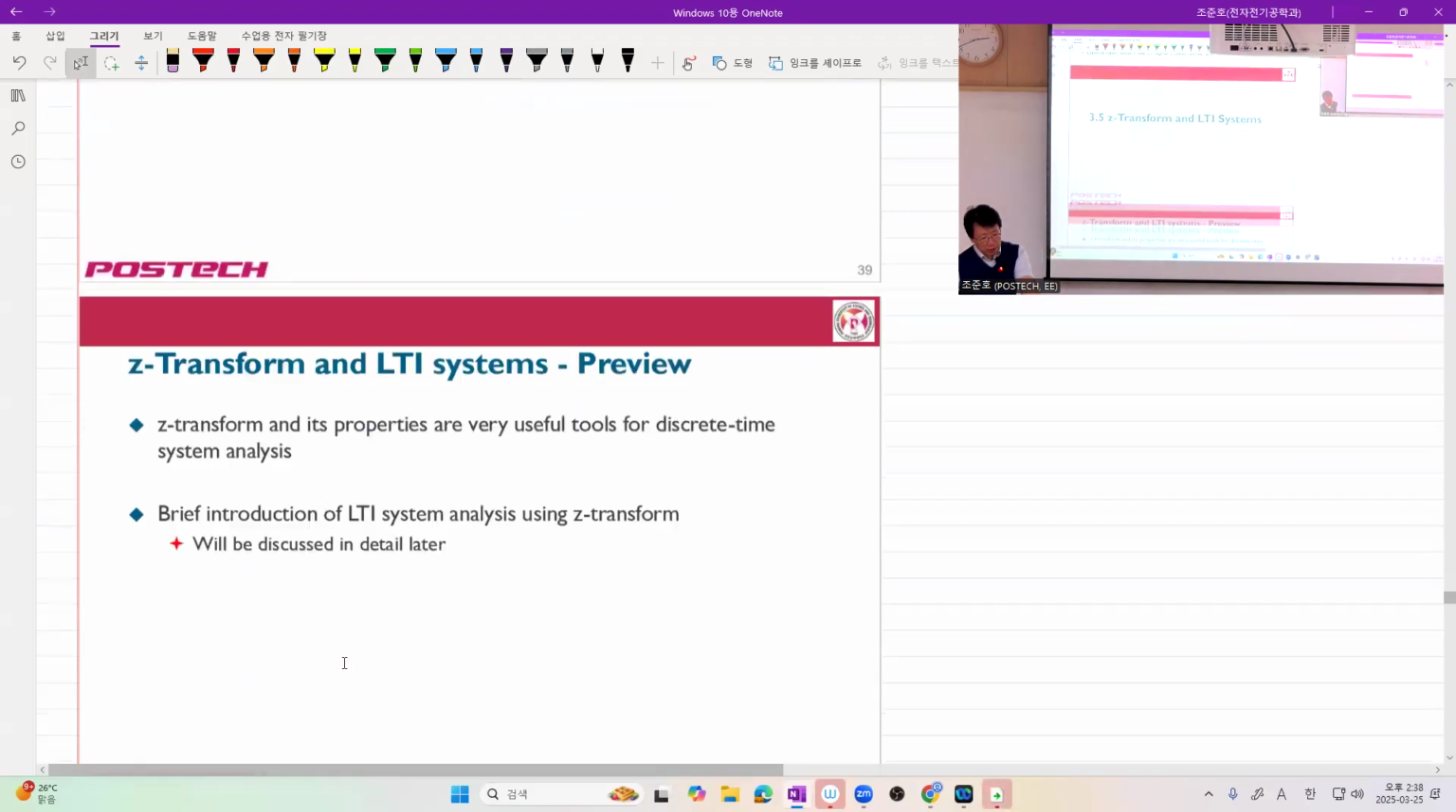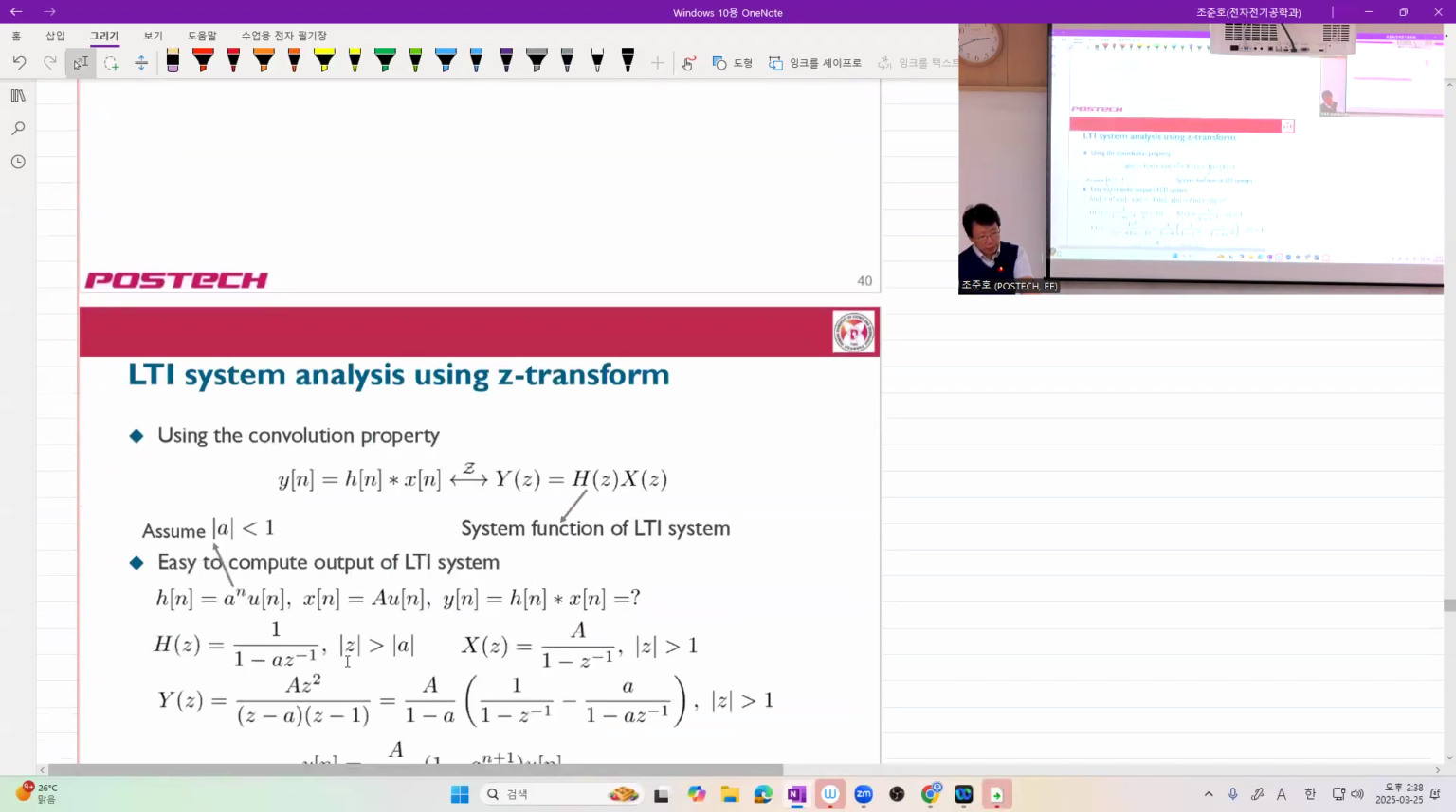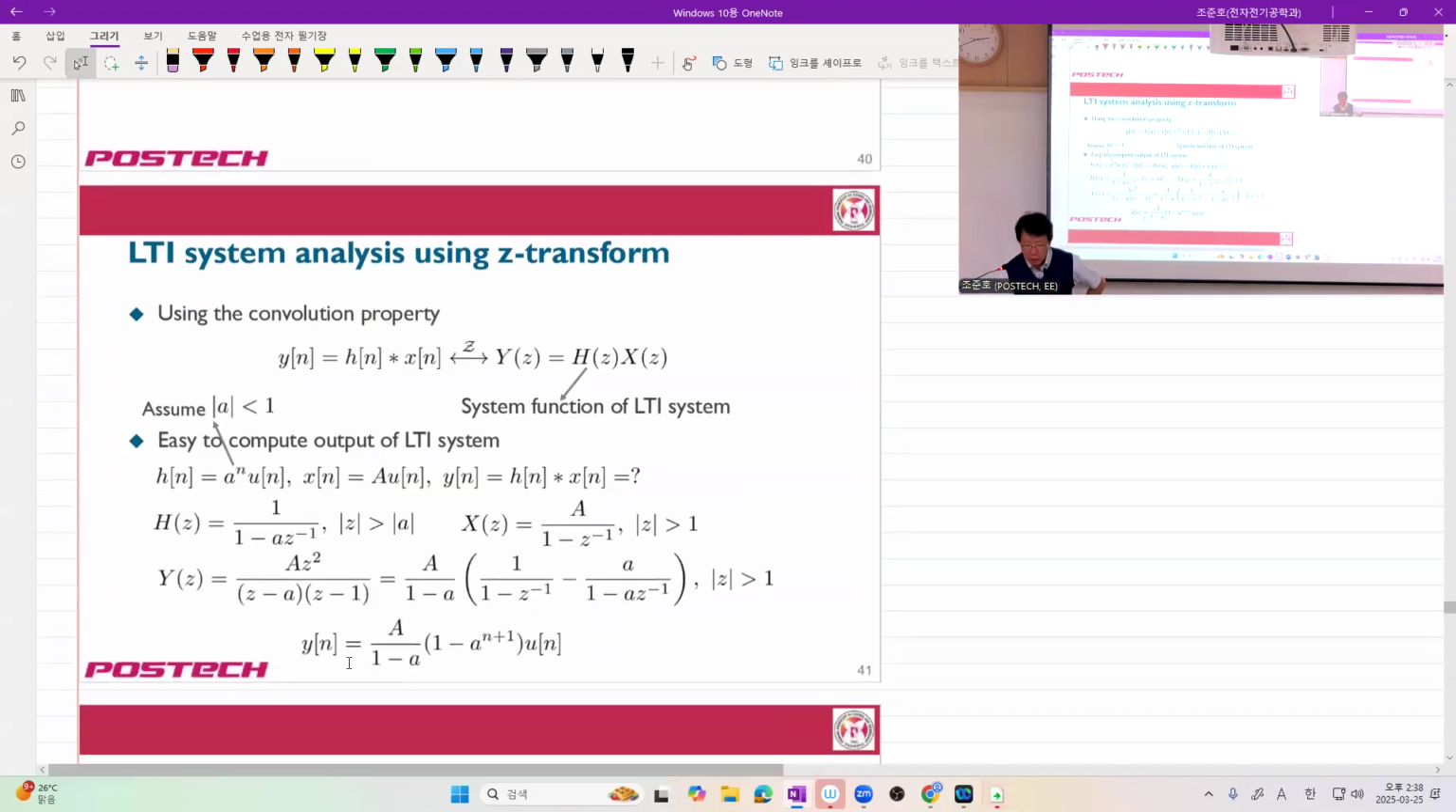Anyway, so let's see. This is the general case. You have a discrete time LTI system with impulse response h of n, and you have an input signal, a discrete time signal x of n. And as you know, the output is the convolution sum of these two. By the way, you remember how we define the impulse response?